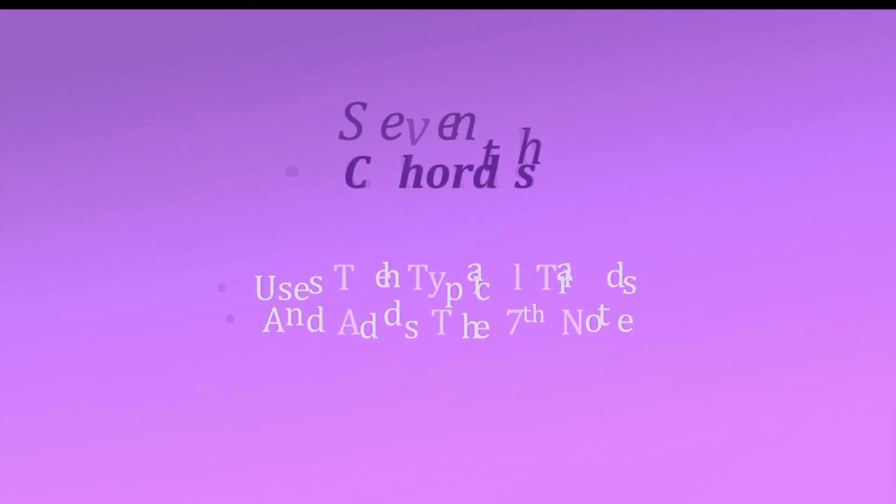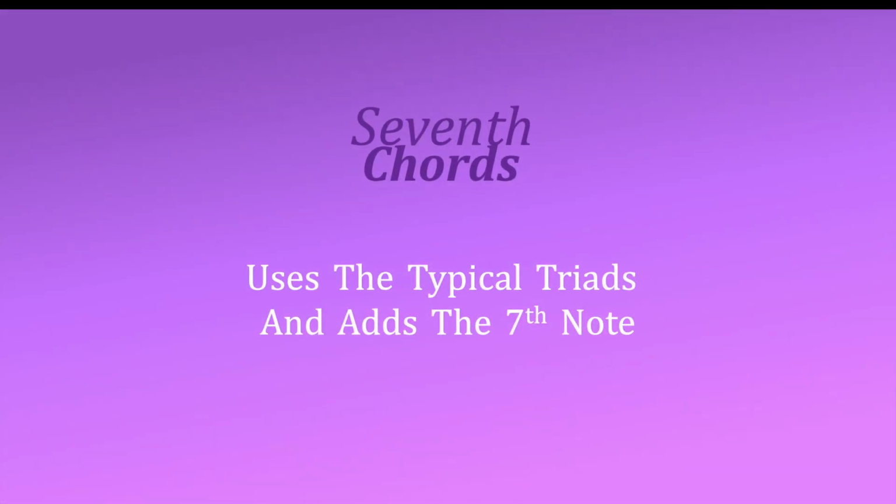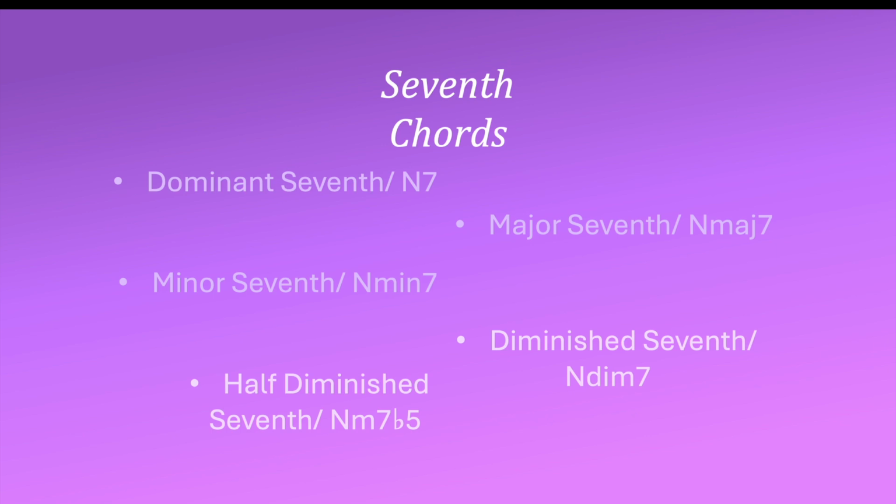Moving on to a seventh chord. The seventh chords are the final types of chords we need to go over. A seventh chord uses the typical triad and adds the seventh note. There are 5 types of seventh chords: the major seventh, dominant seventh, minor seventh, half diminished seventh, and diminished seventh. We will not be going over the half diminished seventh.